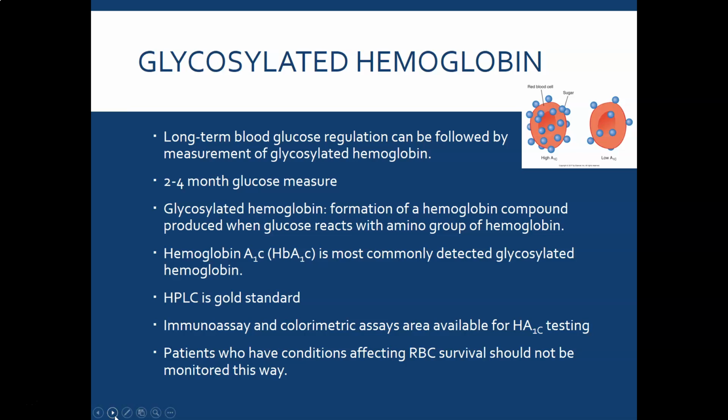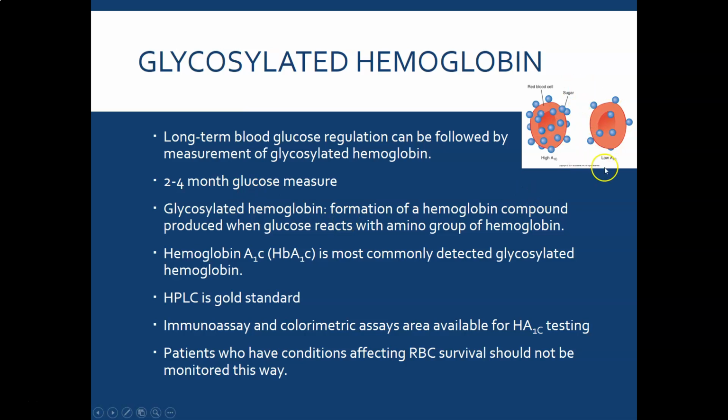And so the hemoglobin A1C is the most commonly detected glycosylated hemoglobin, and the gold standard method for measurement is high performance liquid chromatography. There are also immunoassay and colorimetric assays that are available for A1C testing. And patients who have a condition that affects red cell survival should not be monitored this way, obviously, because you won't get that 2 to 4 month glucose measure because the red cells aren't living that long.